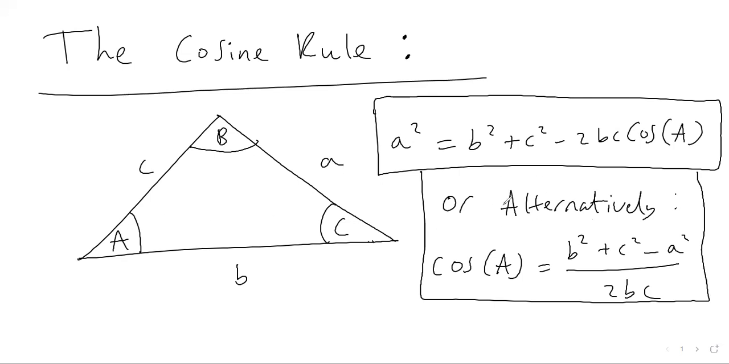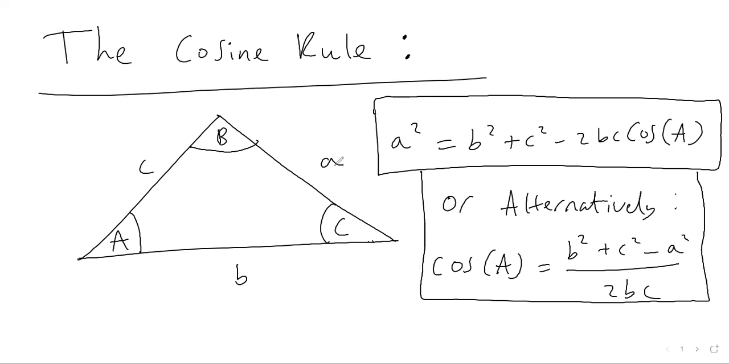Or alternatively, cos capital A of this angle is equal to b squared, so one of the lengths adjacent to the angle, squared, plus another, this c there, so this length adjacent again to the angle A, and then square that. Take away the opposite side squared, divided by 2 times b times c. So that's how that works.